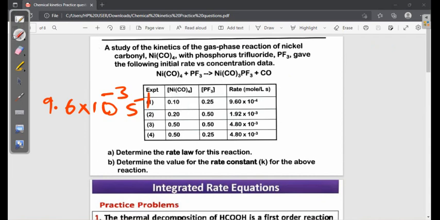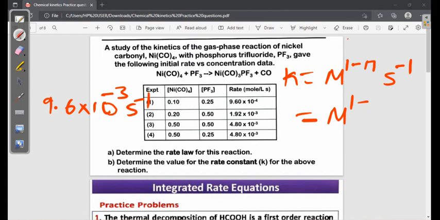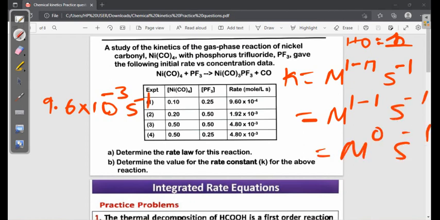So what we'll do is this. We said we can say molar to the power 1 minus n, and then second negative 1. So if you look at molar, the overall order of the reaction in this case was 1 plus 0, which is 1. So 1 minus 1 will give us 0. So molar to the power 0 and second negative 1. So Jordan, there's no molar per second. That's the rate, but for a constant, it's just per second.